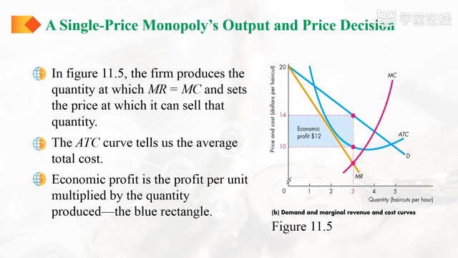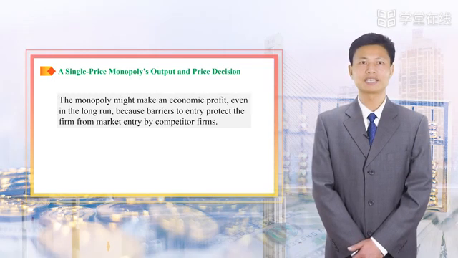When MR exceeds MC, profit increases if output increases. When MC exceeds MR, profit increases if output decreases. When MC equals MR, profit is maximized. And thus, the monopoly's profit-maximizing quantity of output is determined by the intersection of the marginal revenue curve and the marginal cost curve. The monopoly might make an economic profit, even in the long run.